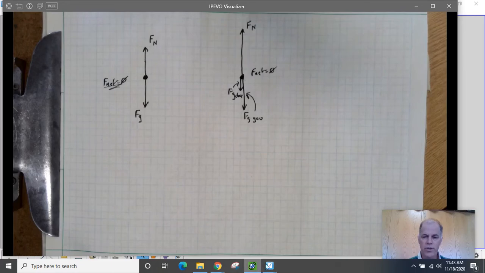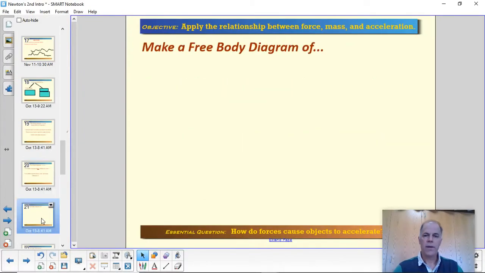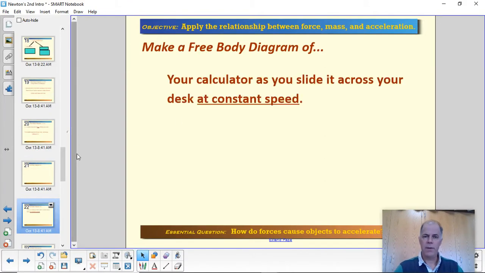What else have we got? Now I want you to try some. Here's one: make a free body diagram of your calculator. So we have your calculator here, and you're going to set it on your desk, and you're going to slide it across the desk. You slide it across the desk at constant speed.